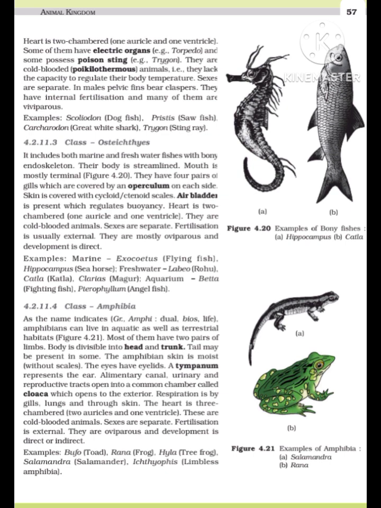Alimentary canal, urinary and reproductive tracts open into a common chamber called cloaca which opens to the exterior. Respiration is by gills, lungs, and through skin. The heart is 3-chambered, 2 auricles and 1 ventricle. These are cold-blooded animals. Sexes are separate. Fertilization is external. They are oviparous and development is indirect. Examples: Bufo, toad, Rana, frog, Hyla, tree frog, Salamandra, salamander, Ichthyophis, limbless amphibia.